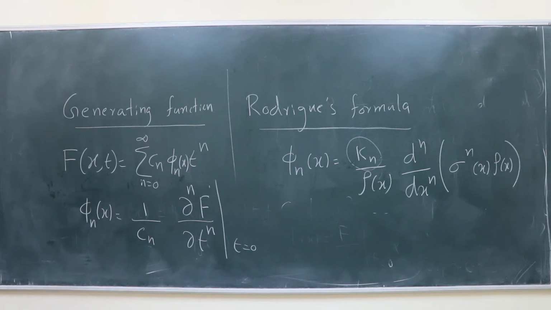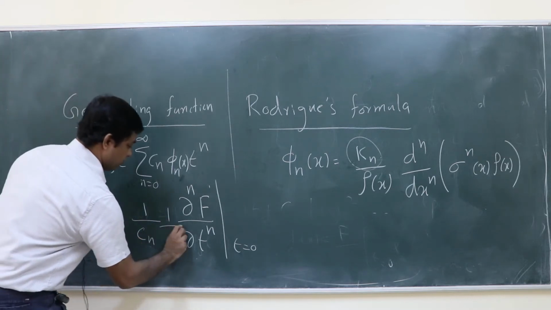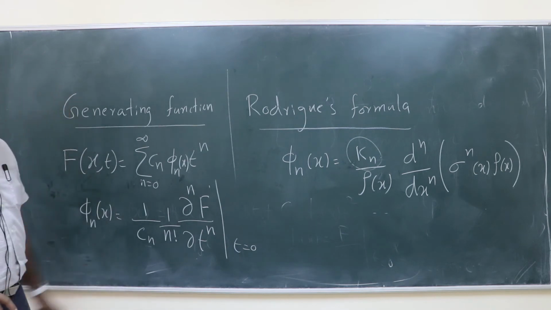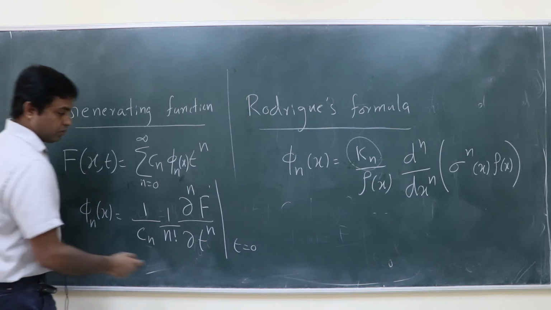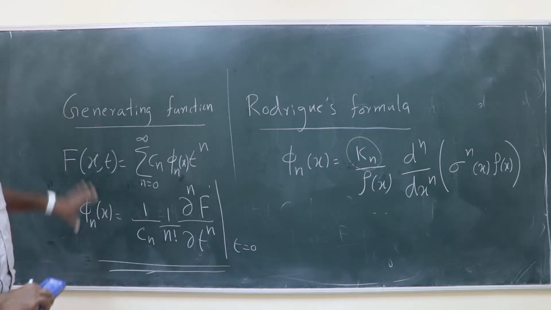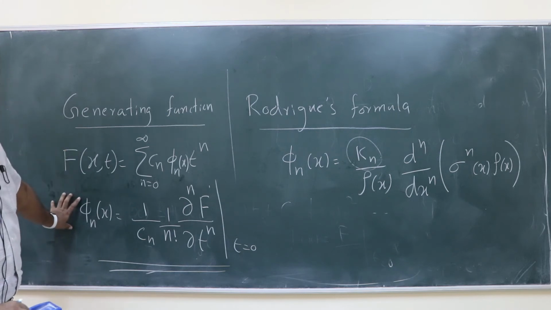Sir, there will be an n factorial. There will be a factorial of n. I think somebody already said this answer initially, right? Yes. So this is basically phi n of x. So if I know the generating function, I can calculate phi n of x.